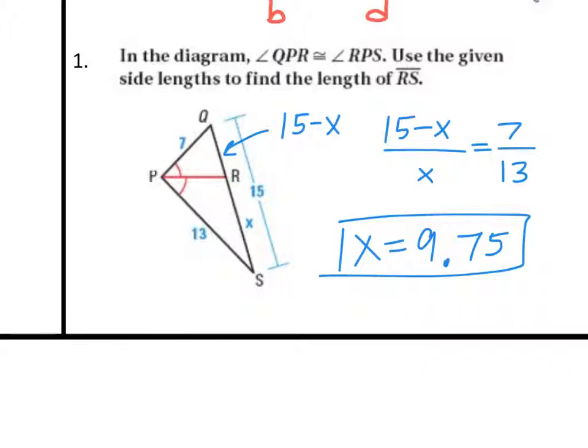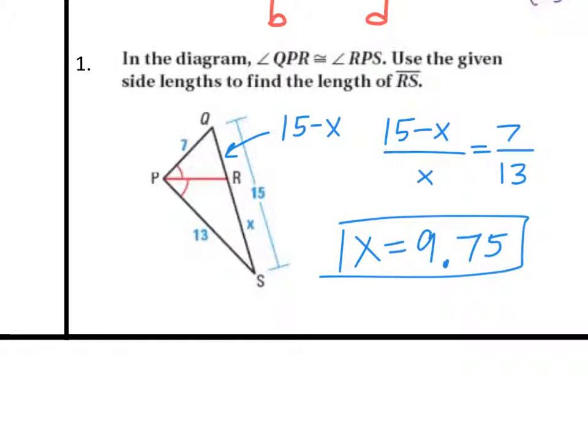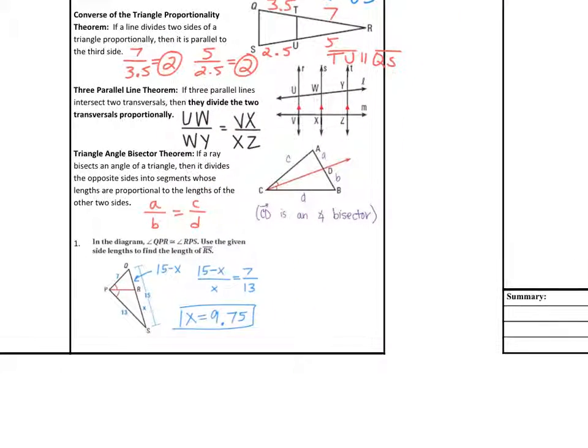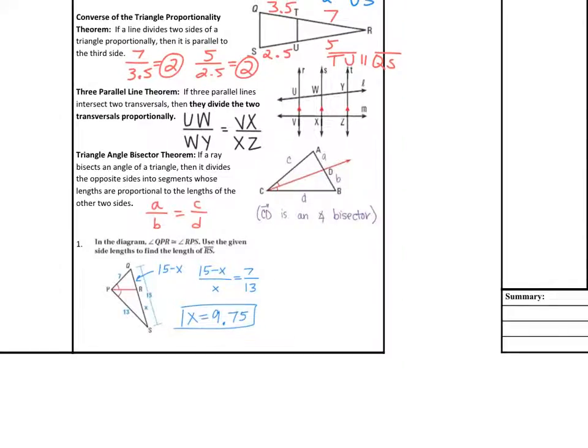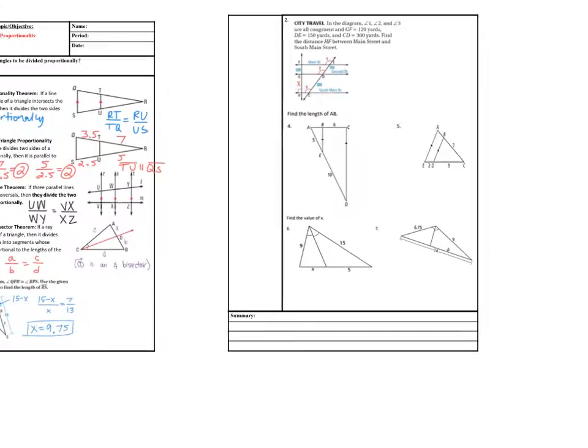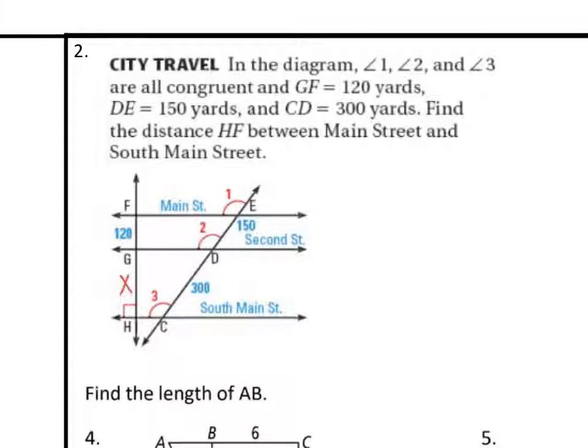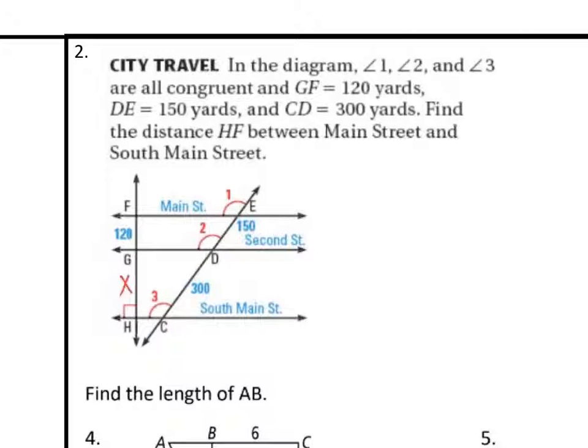Ready? This one has 3 parallel lines. They happen to be streets. Main Street, 2nd Street, South Main Street. Our job is to find the distance between Main Street and South Main Street. Okay, yeah. We're going to first find that missing piece that is labeled for you, x.